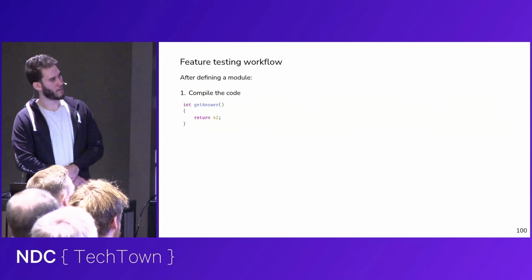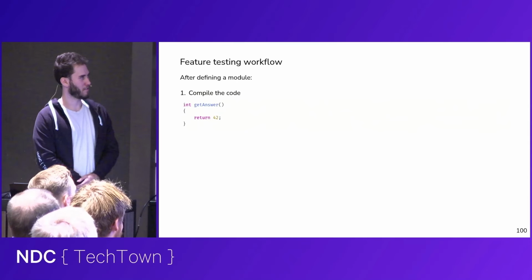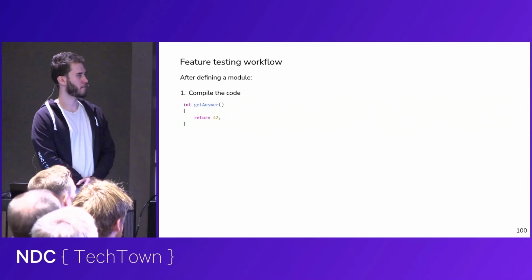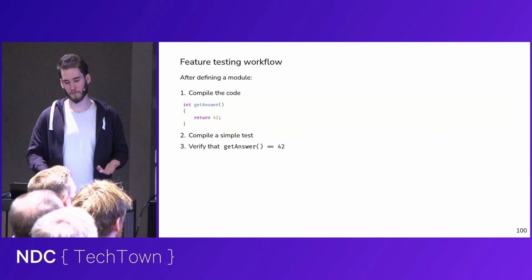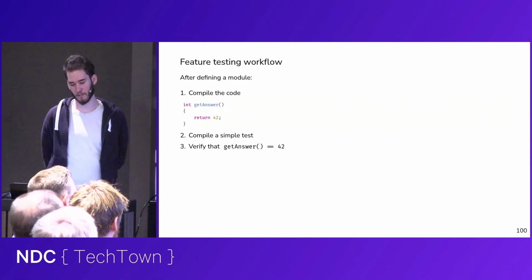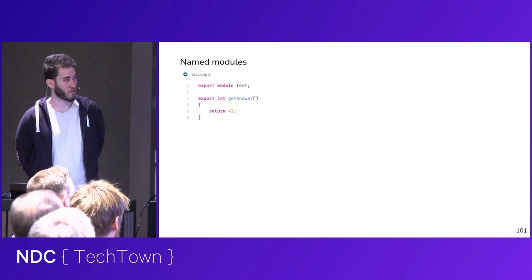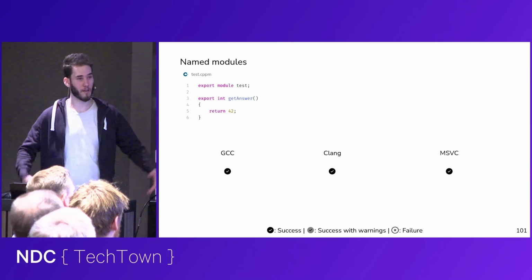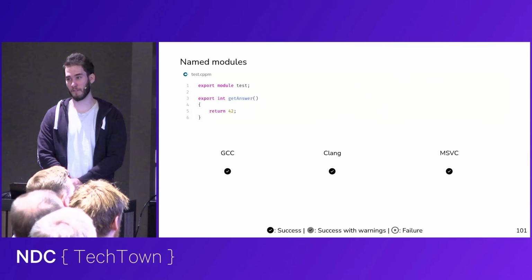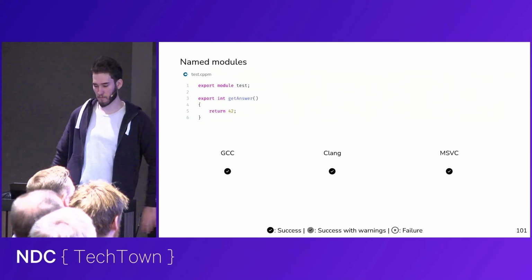The workflow that I used for testing is something very simple. You just define a getAnswer function, compile a test for that, and then the test asserts that this getAnswer returns 42. And that will be done for every one of the feature tests. Named modules are the simplest one. You just export this getAnswer function and then test if it works, and every compiler is able to do it. You can just have these named modules, everything will work.